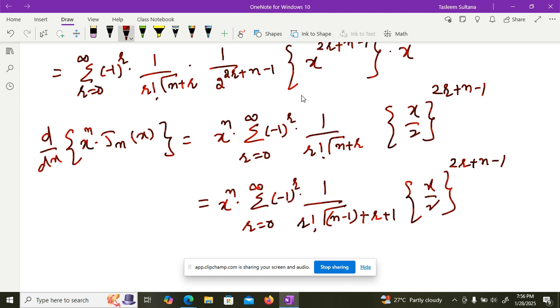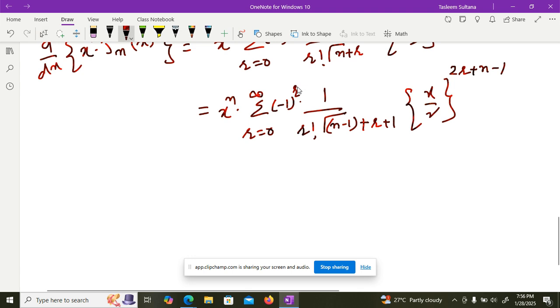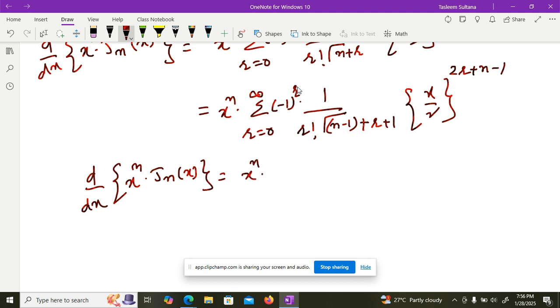Now you see this is completely in the form of your Bessel definition of the first kind of order n, where in place of n we have n minus 1. So d by dx of x to the power of n into Jn of x equals x to the power of n into J n minus 1 of x. Hence proved what they have asked you to do. We have shown that LHS equals RHS with the help of the definition.